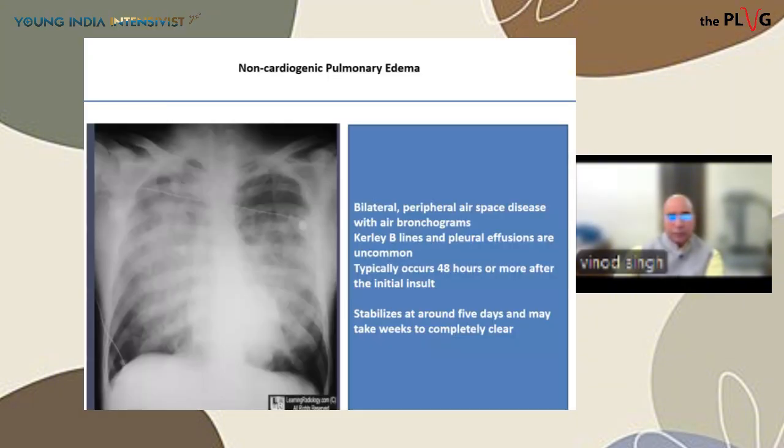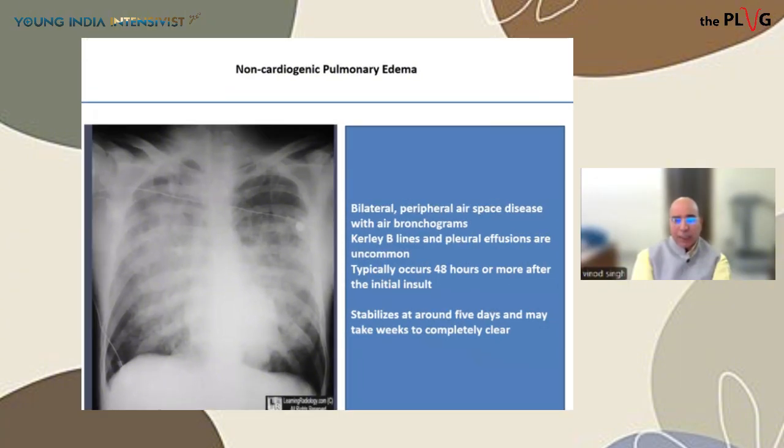Already we have discussed, but non-cardiogenic pulmonary edema is different because there is no cephalization of the blood flow, and it is diffuse. Mostly you find air bronchogram, and it typically occurs 48 hours or more after the initial insult, like if the patient has a unilateral syndrome that has gone bilateral and the patient has gone into acute respiratory distress syndrome.